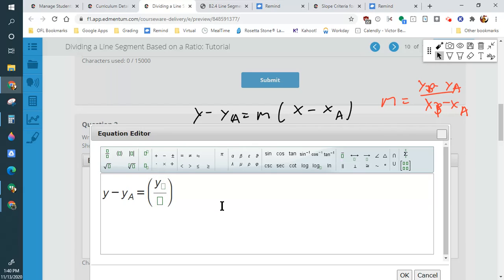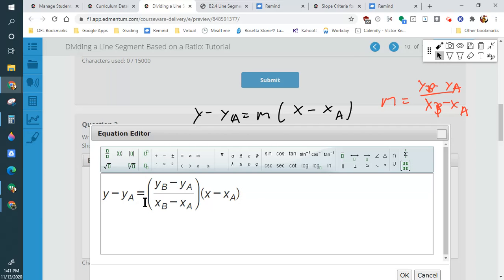Y sub b minus y sub a over, I'm just going to copy and paste this. I'm going to change this y to an x, this y to an x as well. And then that's going to be multiplied by just a regular x minus x sub a.